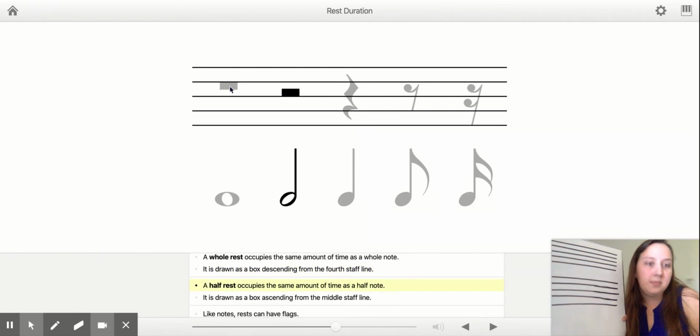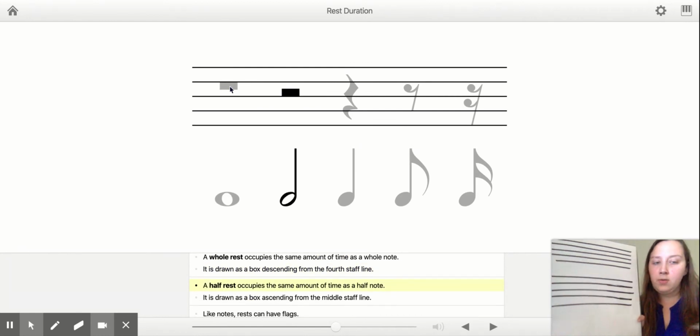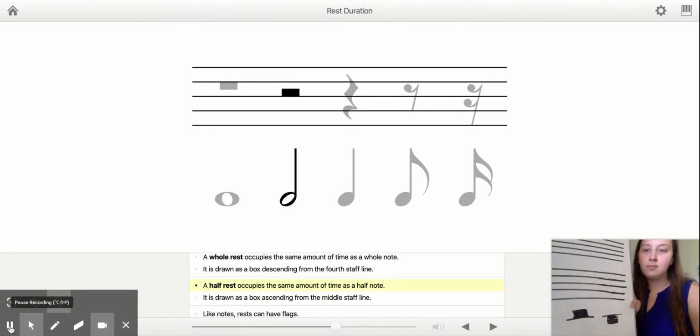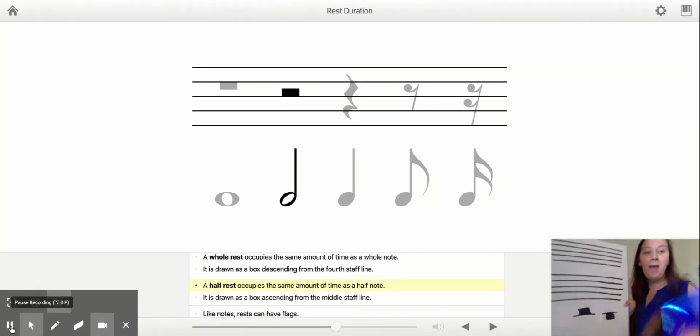looks very similar to the whole rest, so I want to show you the difference here. So a whole rest has its little square below the line versus a half rest has its little square above the line. To me, I think they both kind of look like top hats.